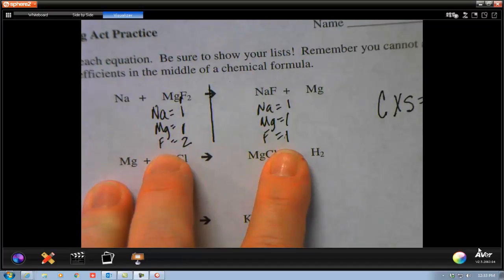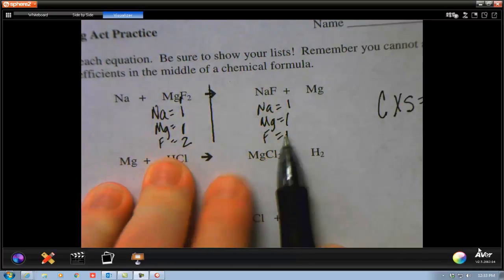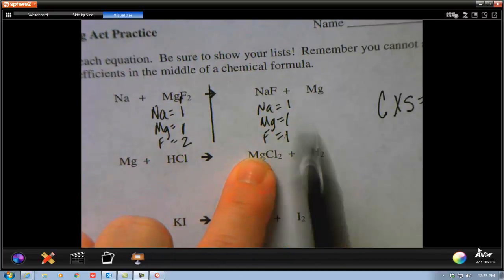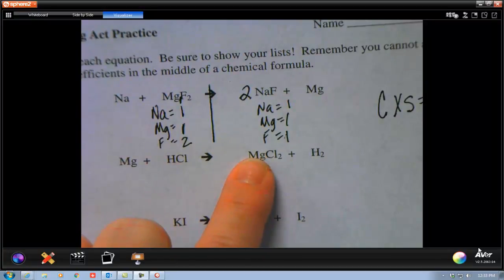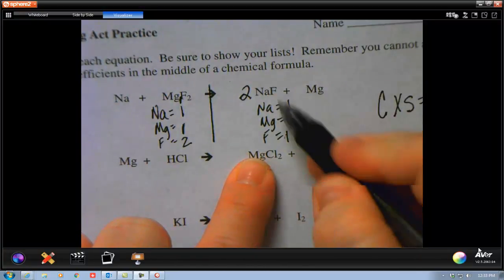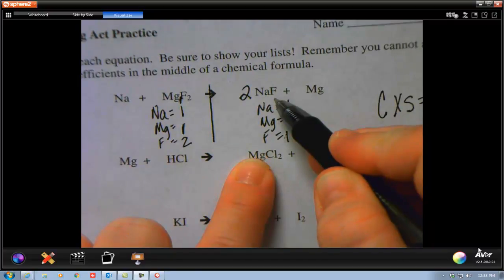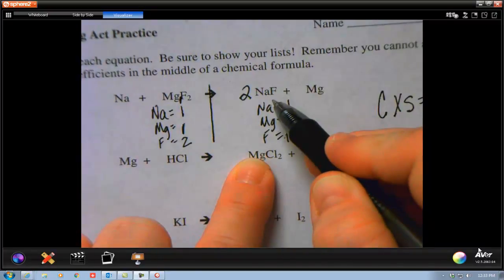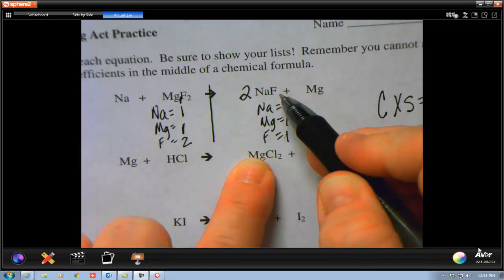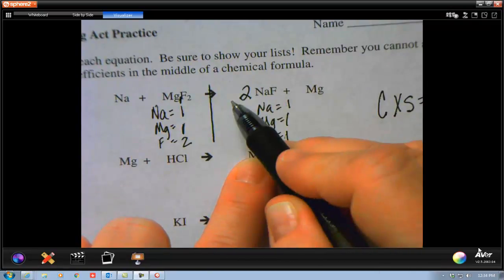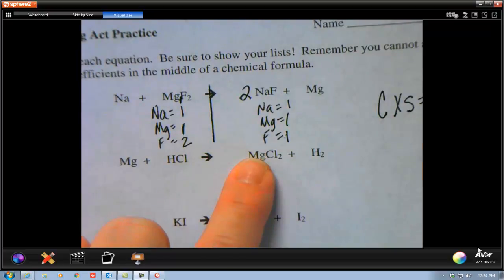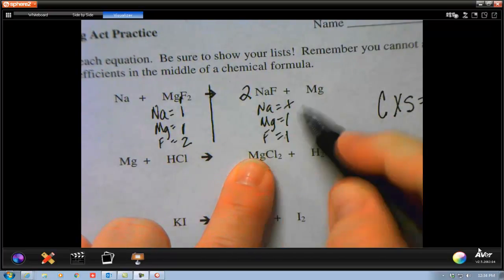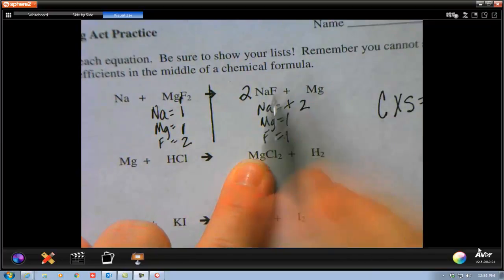Well, of course, 1 times 2 is 2. So I want to make 2 fluorine on this side. Remember to do that I have to put the coefficient out here in front of the formula. I cannot do anything like put a 2 down here in my subscript area because we can never, never, never change the subscript. So now I'm going to do my multiplication. Of course, it does affect everything it's in front of, so it's going to affect the sodium. So now I have 2 times 1 is 2 sodium. 2 times 1 is 2 fluorine.